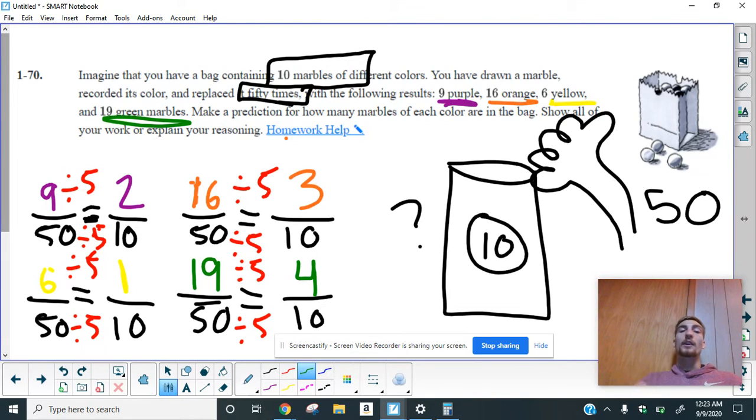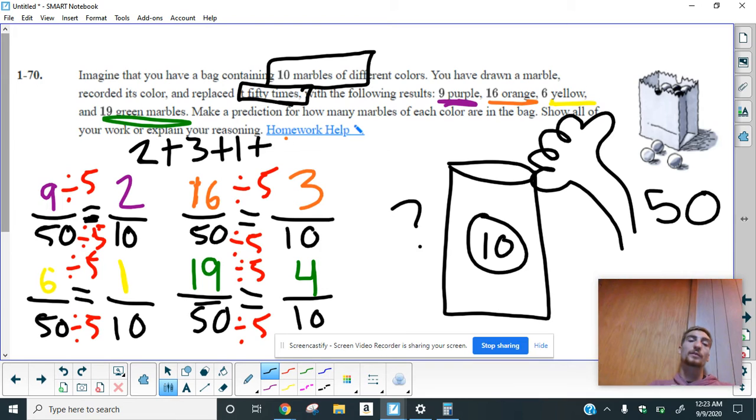So here are our predictions for how many marbles of each color are in our new bag of 10. All right. And if we add these together just to make sure that these are plausible answers, 2 plus 3 plus 1 plus 4, that does in fact equal 10. So I think those are great predictions.